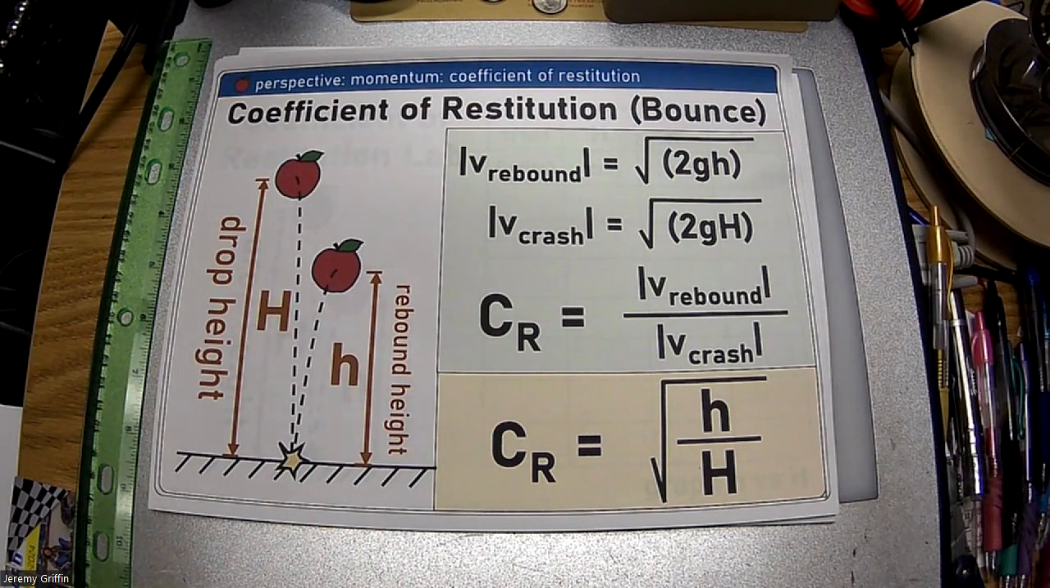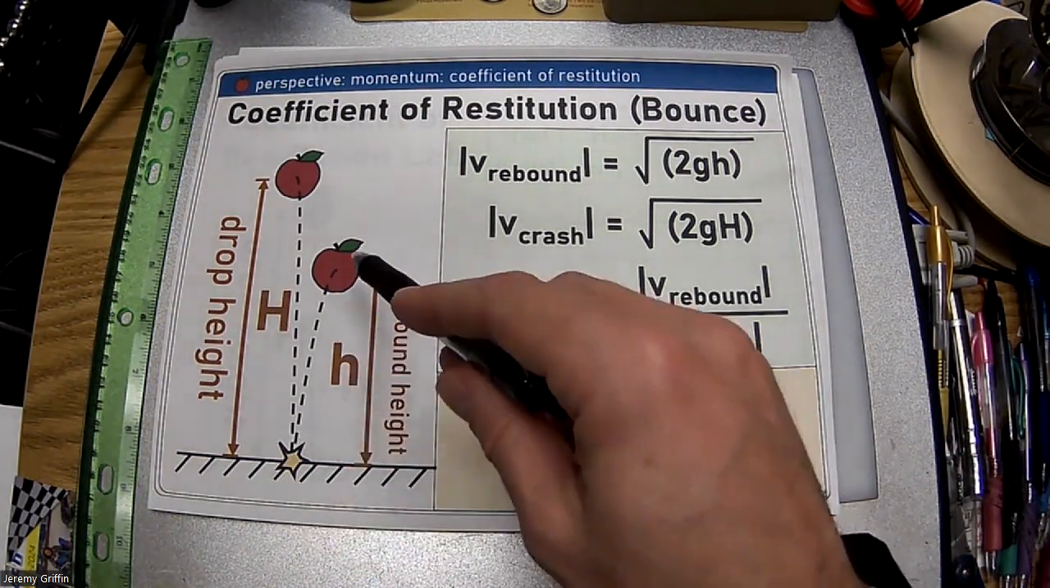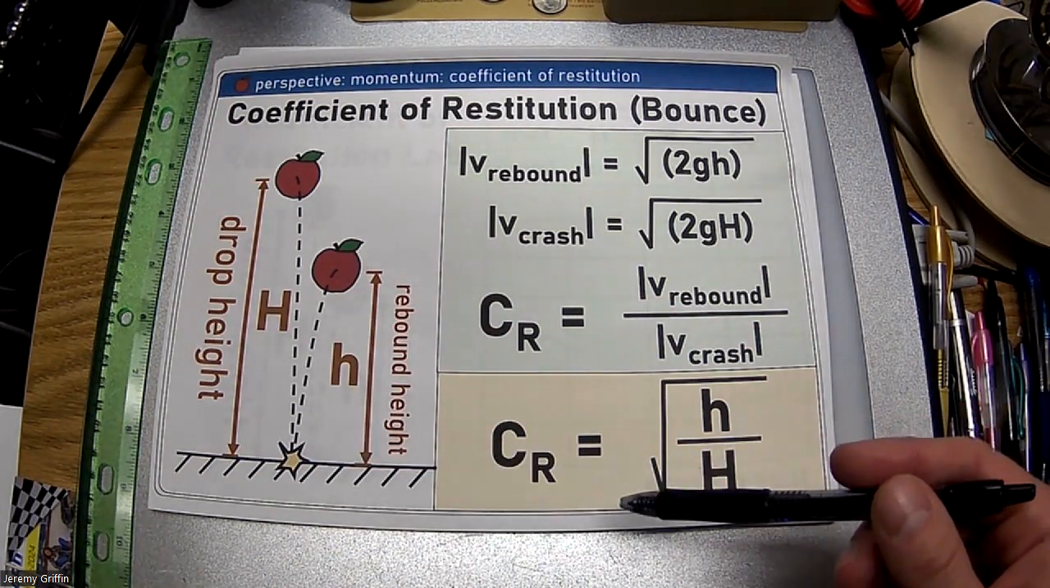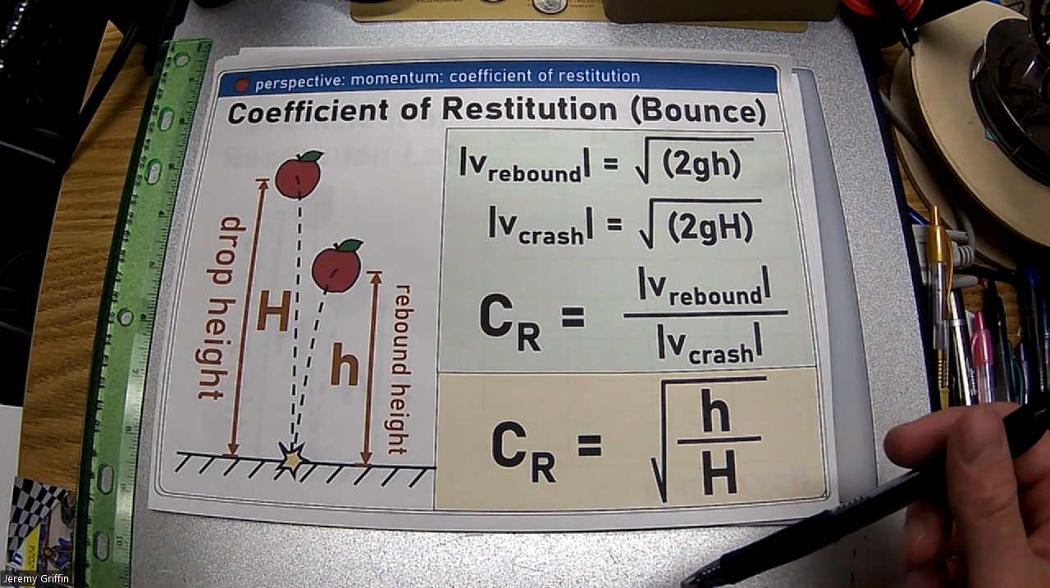Actually, you guys did do this lab. I had you guys let the ball bounce off the floor, between the ball and a tile floor. There's some associated coefficient of restitution. Right?